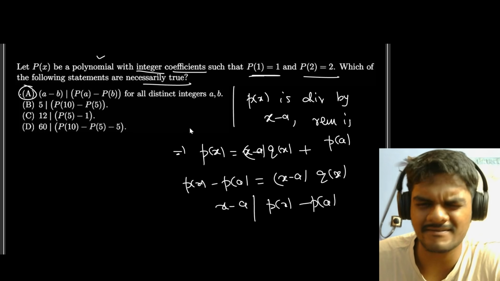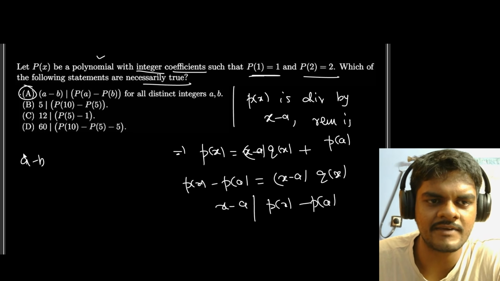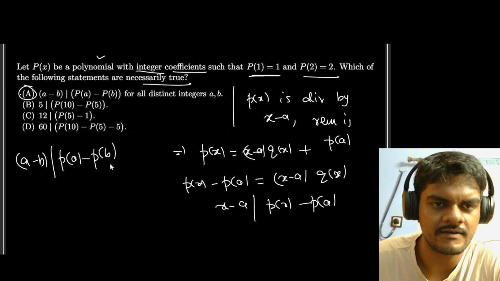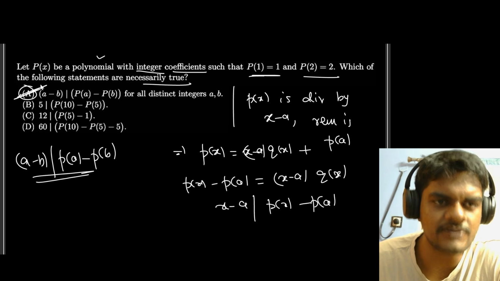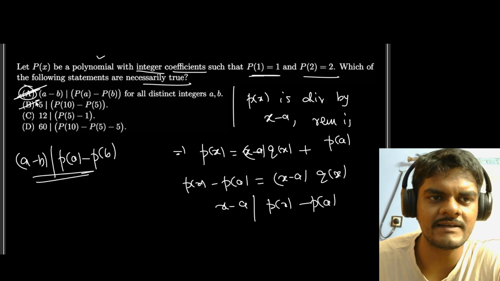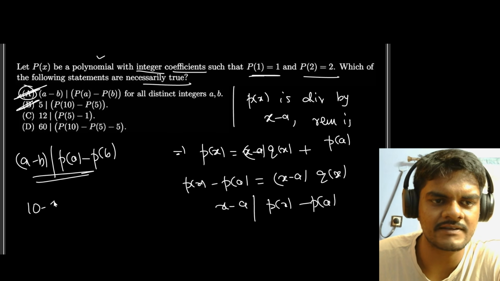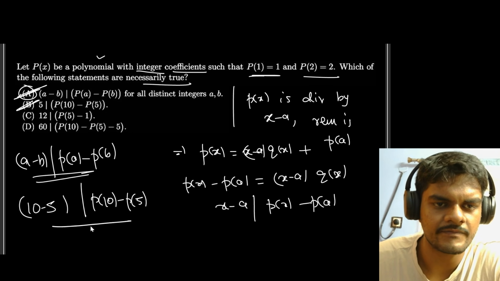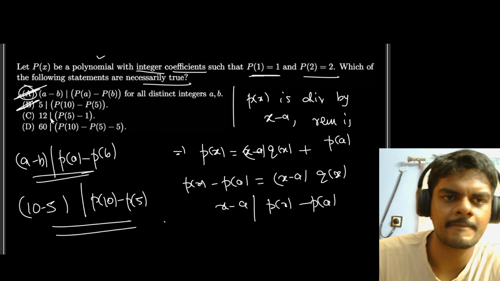So similarly, it's simply a and b, x and a, same thing. A minus b always divides p of a minus p of b, right? And so first option is correct. Consequently, second option follows because 10 minus 5 should divide p of 10 minus p of 5. So the second option is correct.